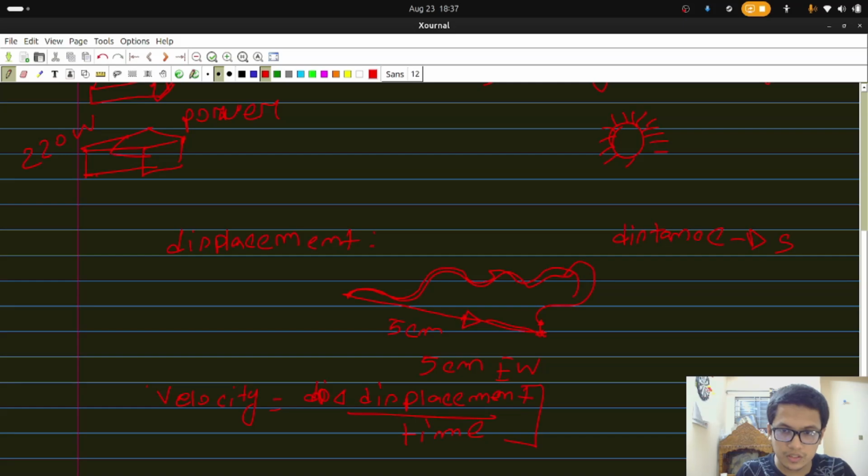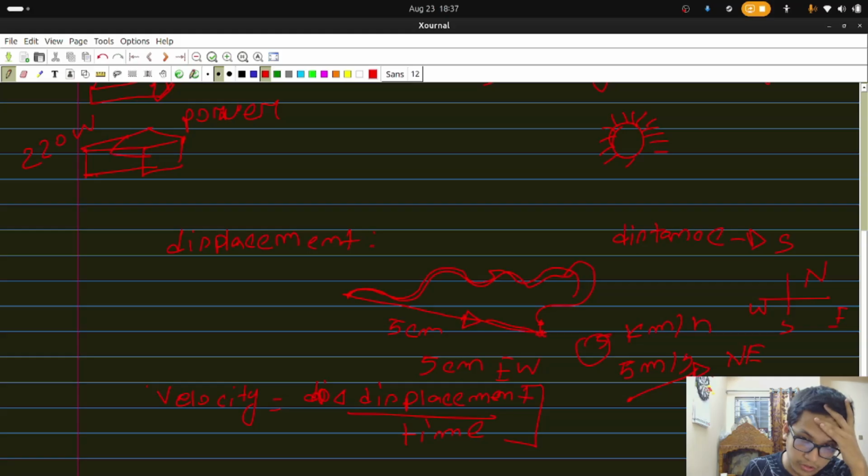What velocity means is that, suppose somebody is moving in this direction, with a velocity of 5 meters per second or 5 kilometers per hour, whatever you want. So you see, it has a magnitude, and we can also say which direction it's going. We can also say northeast, okay? Because this is north, this is south, this is east, and this is west.